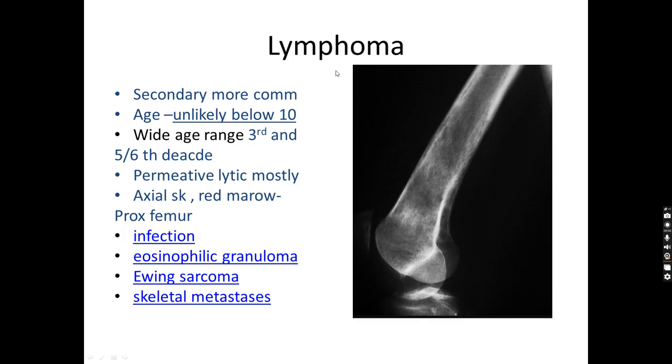Then obviously the differential diagnosis will be, in an adult patient, metastasis, and in a pediatric patient there will be infection, but the clinical and lab features will be different. And then others will be Ewing sarcoma, osteosarcoma, and eosinophilic granuloma.